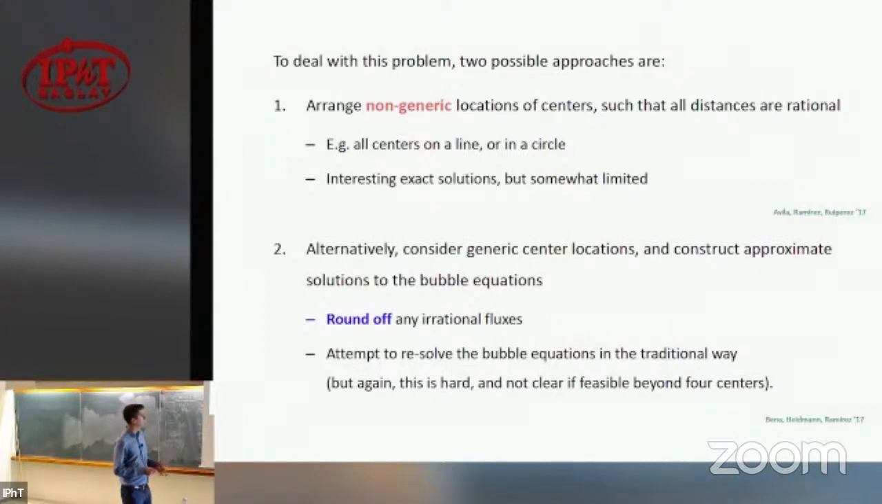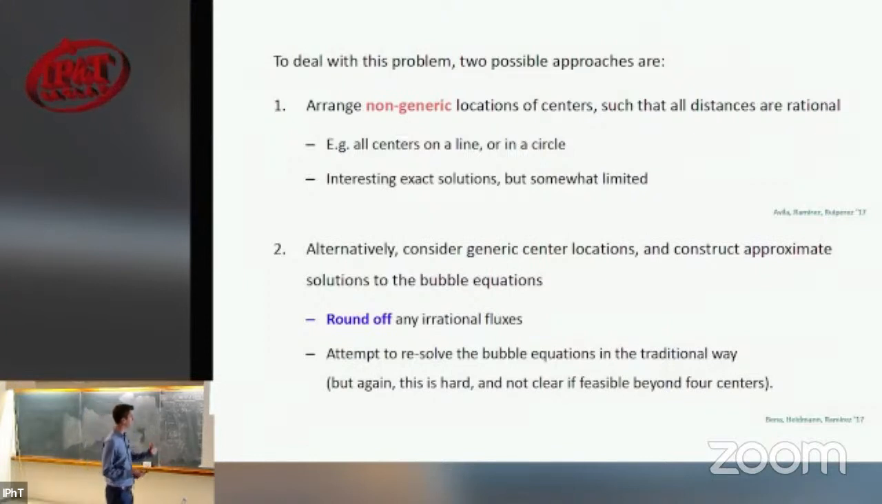Alternatively, Josef and Pierre and Pedro said, okay, let's consider some generic center locations, and we'll construct approximate solutions to the bubble equations. It won't be exact, but we can construct some approximate solutions by simply rounding off, truncating any irrational fluxes that you might encounter in your problem. And then you haven't really solved it. You've got only some approximate solution and you hope there's maybe a nearby exact configuration.